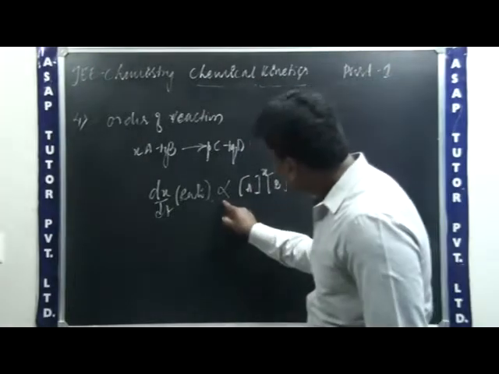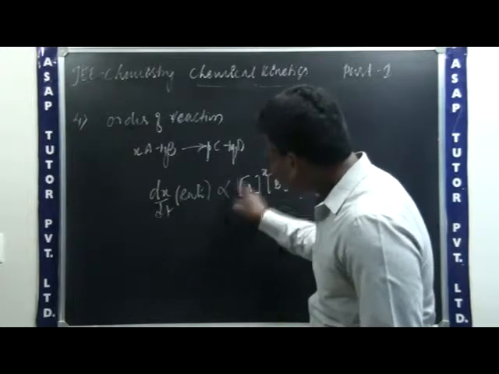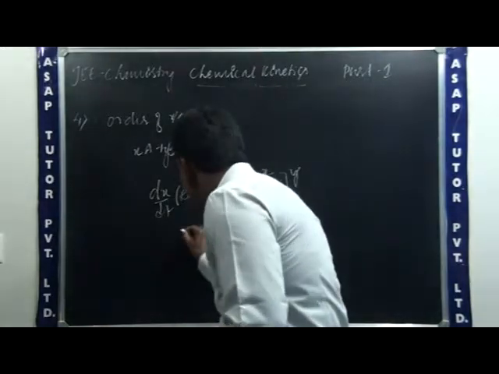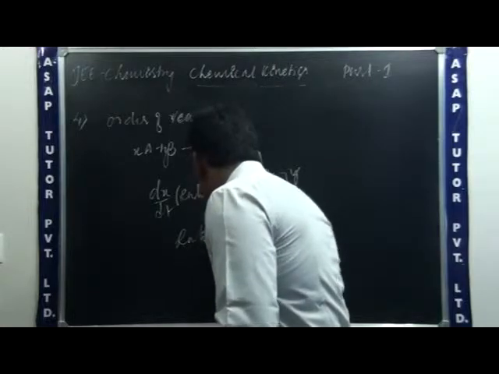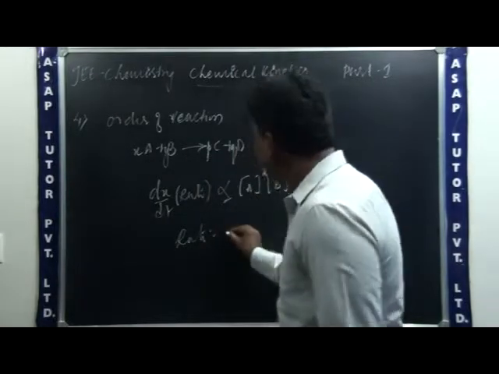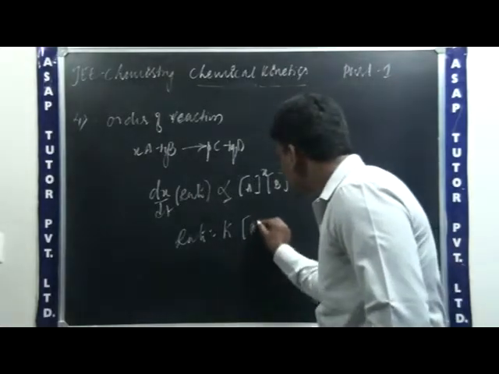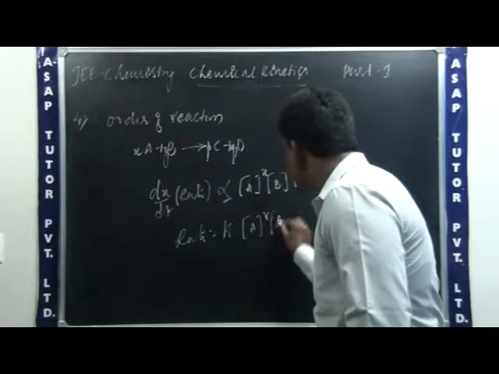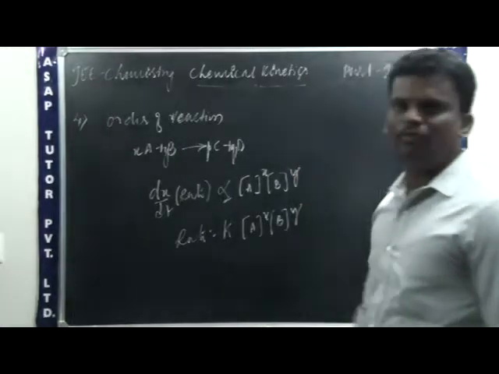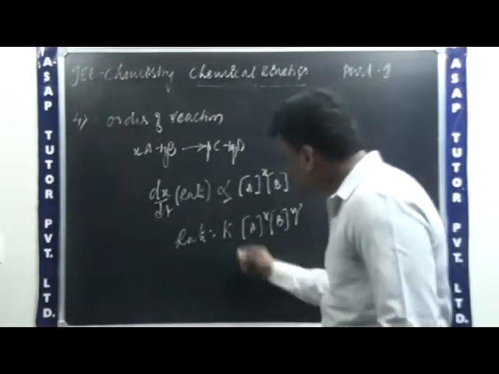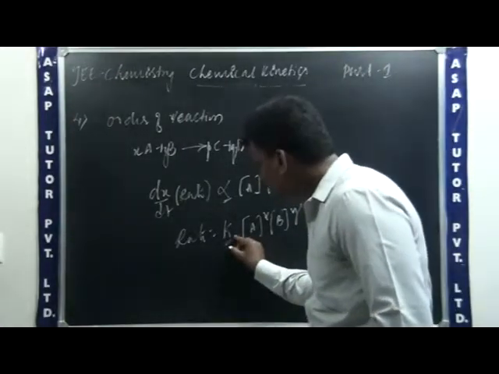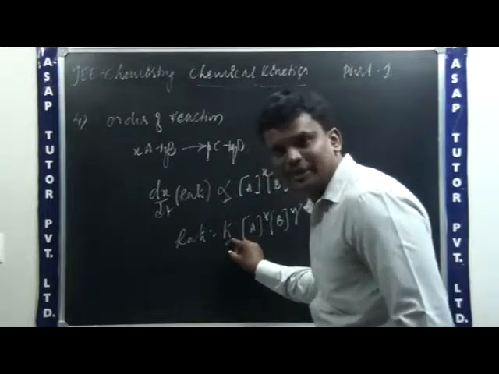Now, if we remove the proportionality constant, we get a constant; I will take that as K. So rate is equal to K times the concentration of A to the power of X times the concentration of B to the power of Y. Now a question arises: what is this K? This K is called the rate constant.